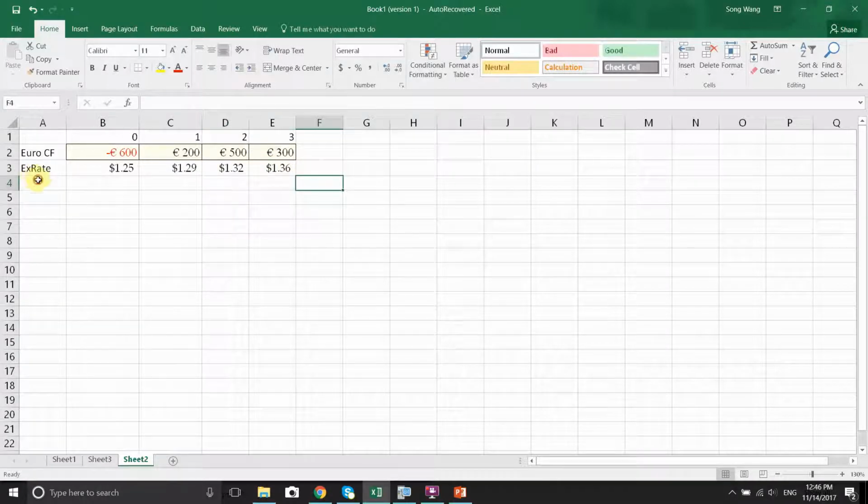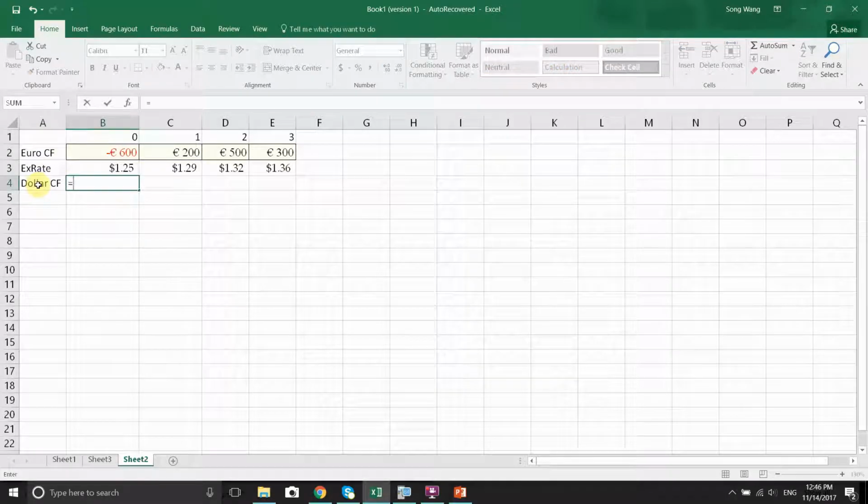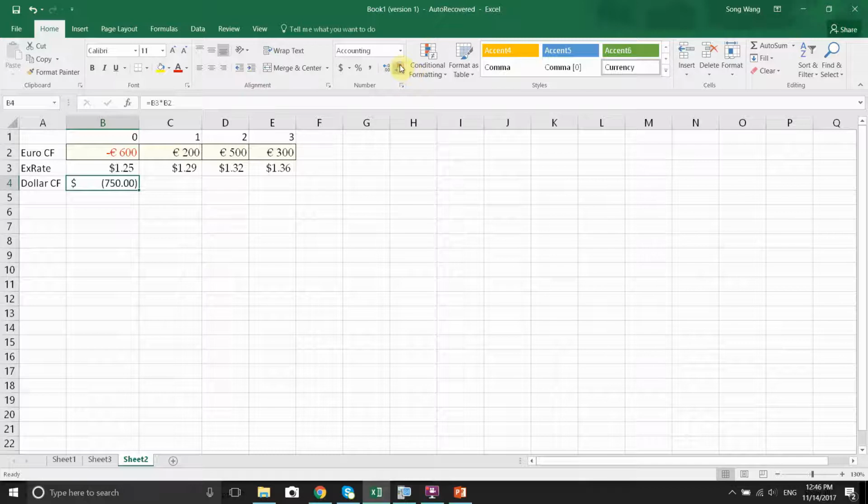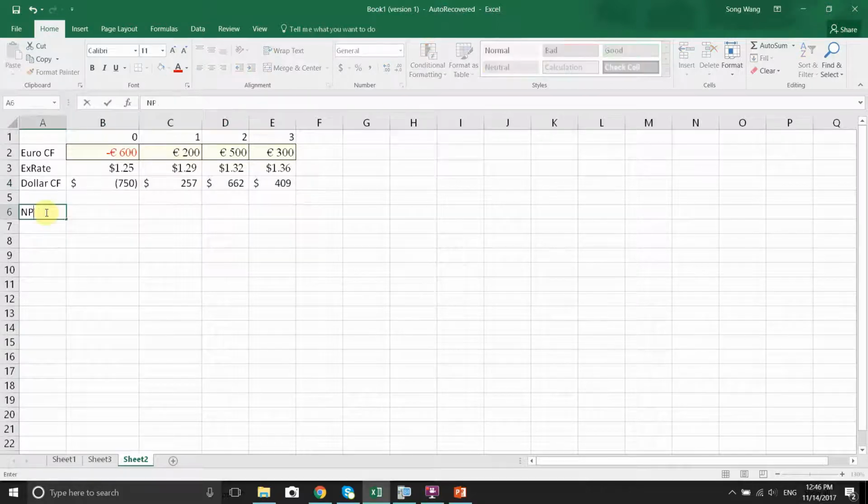Okay, and now we will find out the dollar cash flow. Basically, we're going to use the exchange rate multiplied by the amount of the euro cash flow. So that's going to be in dollar figures. Okay, and I just drag it. All right, so these are the dollar cash flows. And eventually, we will find the NPV in dollars.